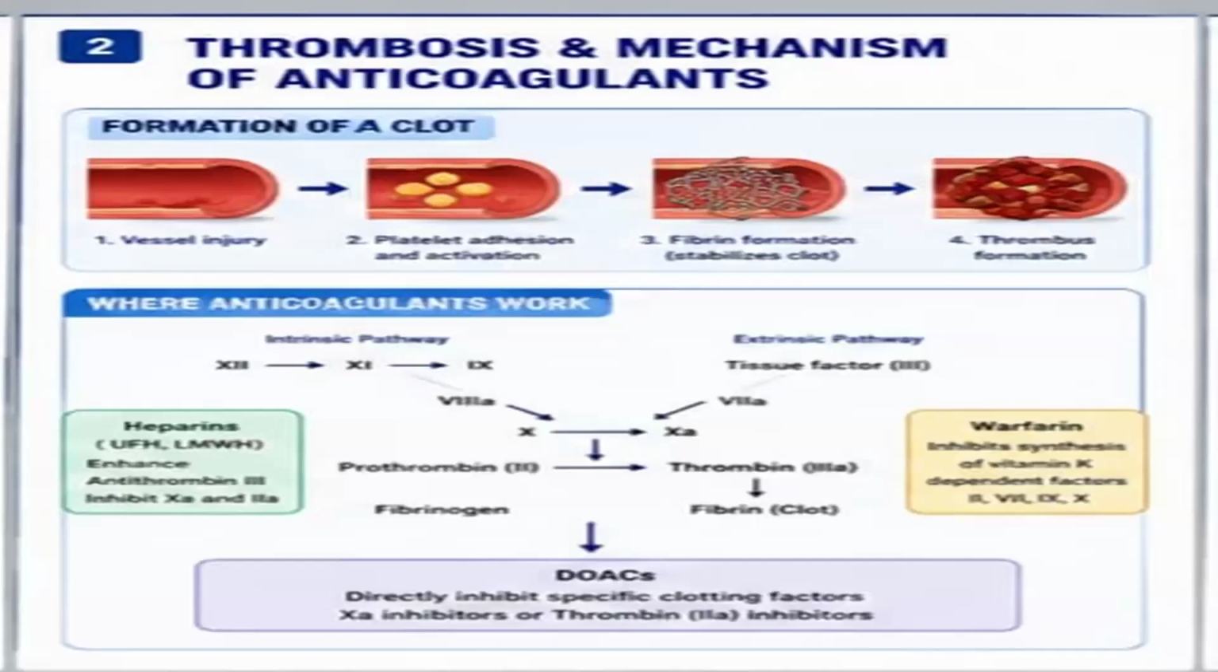Blood clots are beneficial when they stop bleeding after an injury. However, clots forming inside the blood vessels can block blood flow and become life-threatening. Common indications for anticoagulation include deep vein thrombosis, that is DVT, pulmonary embolism, atrial fibrillation, mechanical heart valves, and some patients with acute coronary syndromes. Remember, anticoagulants prevent clot extension and new clot formation. They do not dissolve existing clots.